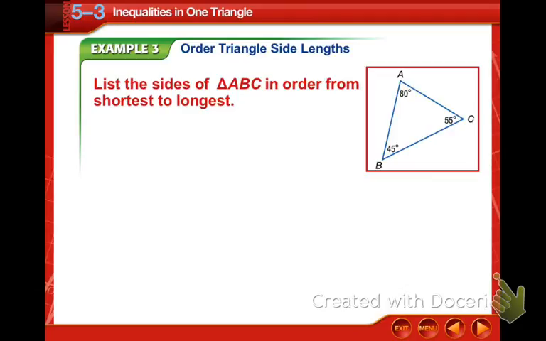Here we're going to go the other way. So we're going to set up the order of the lengths of the sides. So we are given angles. We're looking for the smallest angle. It's angle B. So the side opposite of it, AC, is our smallest side.